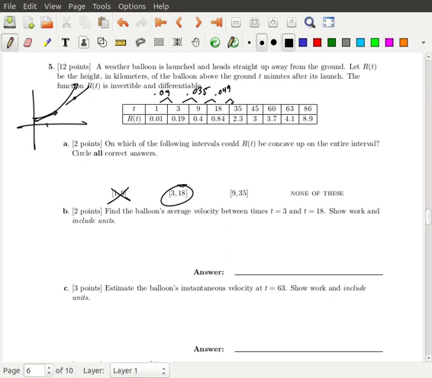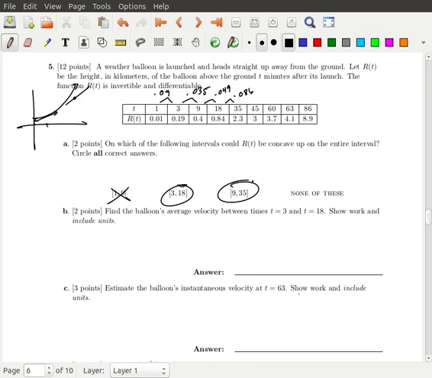So I'll do 2.3 minus 0.84 divided by 35 minus 18, and we'll get 0.086. Again, those are estimates, but we see that the slope is going up still, so it's possible that it's concave up from 9 to 35.